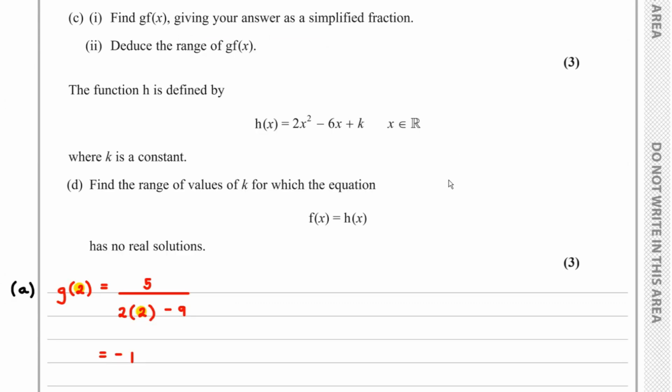The function h is defined by h of x equals 2x squared subtract 6x plus k, where x is a real number and k is a constant. Part D, find the range of values of k for which the equation f of x equals h of x has no real solutions.